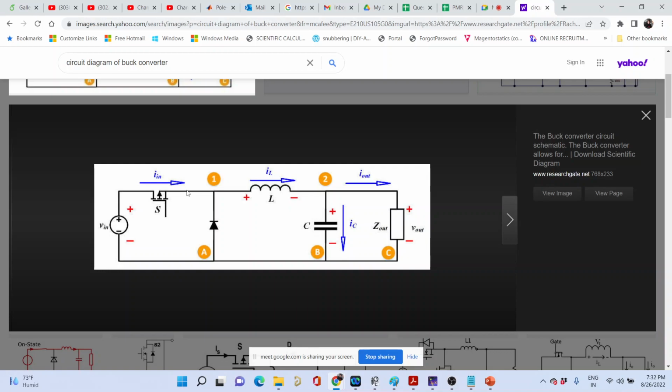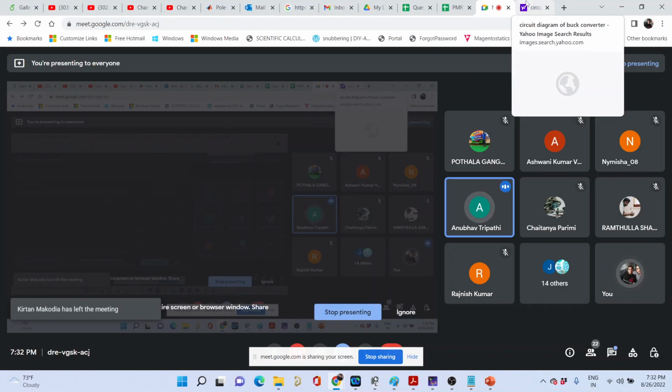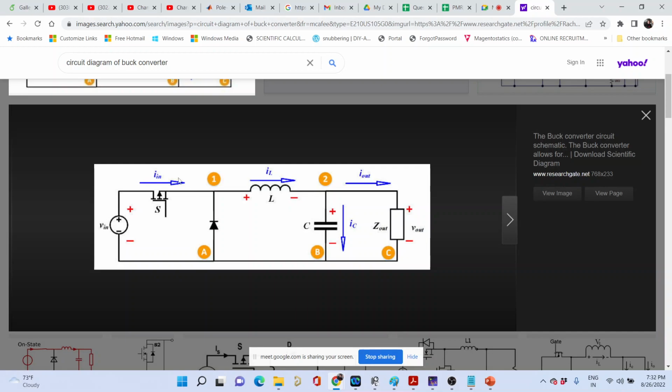Sir, in a small signal model, the input supply is between gate and drain. We apply voltage between gate and drain and then current flows between source and drain. I am not getting you. Can you repeat? The input voltage is between gate and drain. But how to turn on the switch?